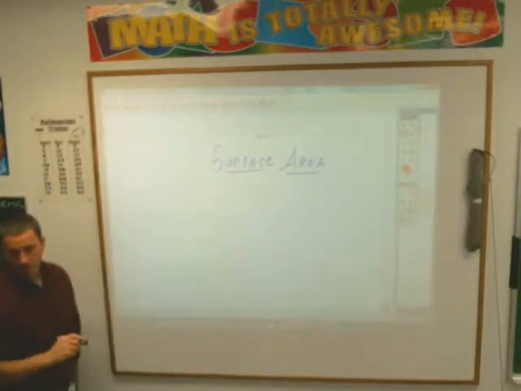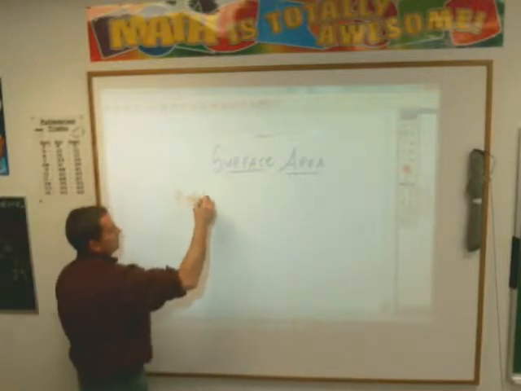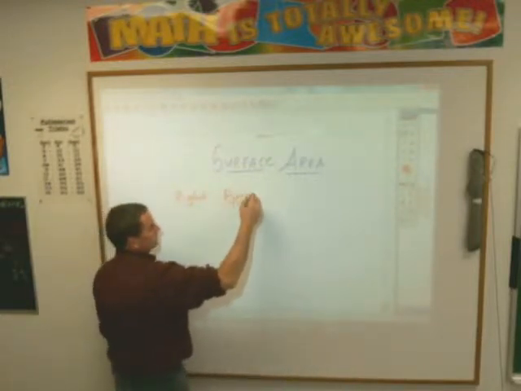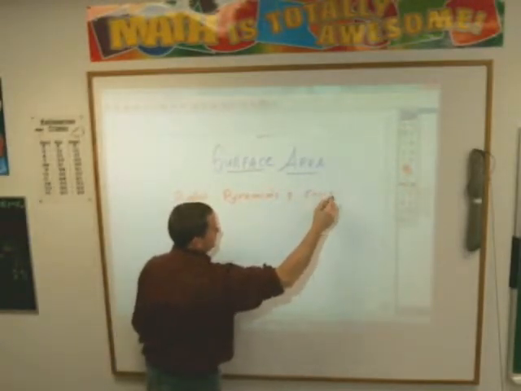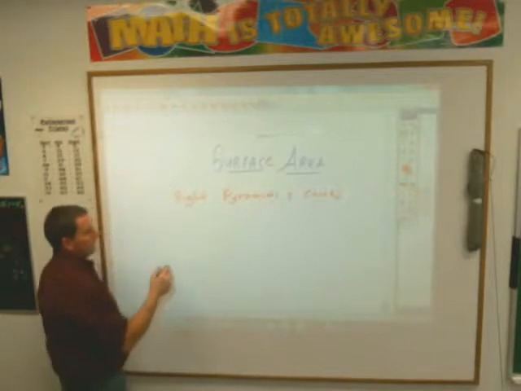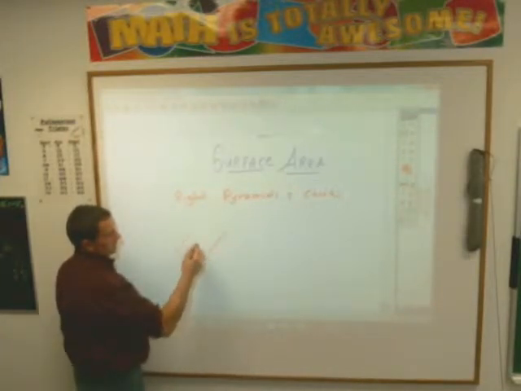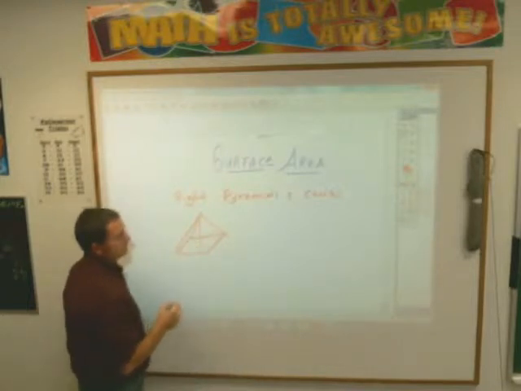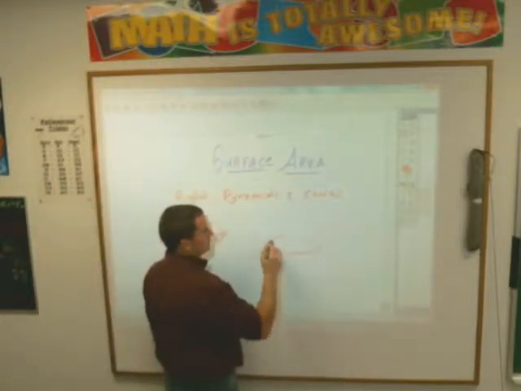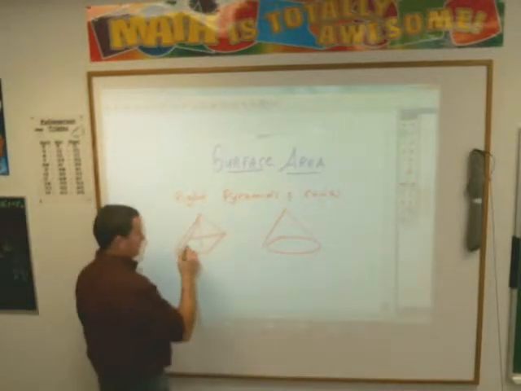Pyramids and cones are the little sub, I guess, right? Pyramids and cones. So in other words, if you have a pyramid, let's make it look like this, or a cone, how do you find the surface area of those shapes?